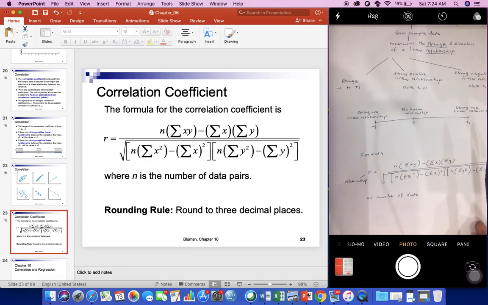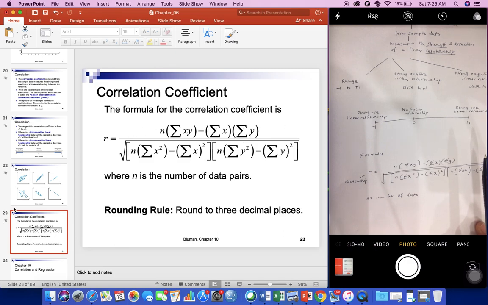Now let's see the formula for the correlation coefficient. R is the relationship. R equals N, where N is the number of data, times the summation of xy. X is the variable for x, y is the variable for y, meaning the independent variable and the dependent variable. xy is x multiplied with y, so we want the summation of x times y, minus the summation of x times the summation of y.